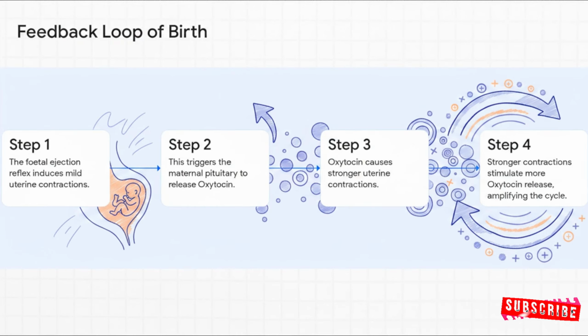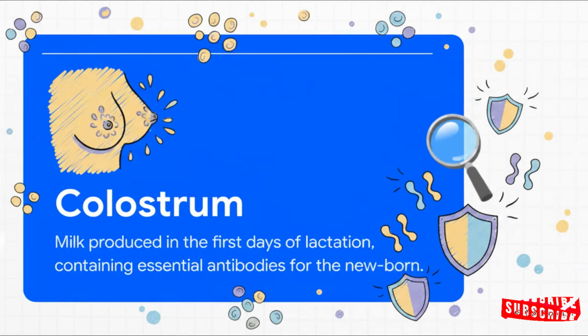And that first signal kicks off this incredibly powerful positive feedback loop. It works like this. Those initial contractions trigger the mother's body to release a hormone called oxytocin. Oxytocin then causes even stronger contractions. And guess what? Those stronger contractions stimulate the release of more oxytocin. This cycle just keeps amplifying itself, getting stronger and stronger, driving the process of labor forward until the baby is born. But the story doesn't just end the moment the baby is born.